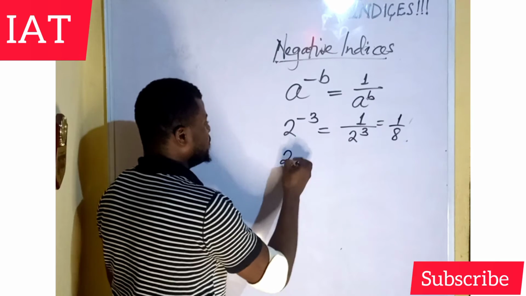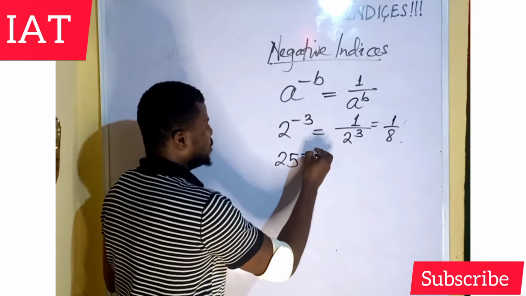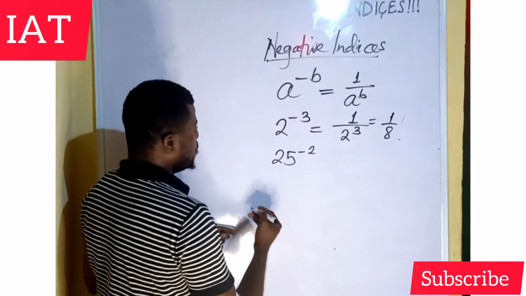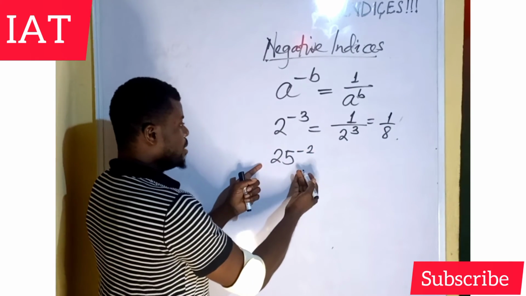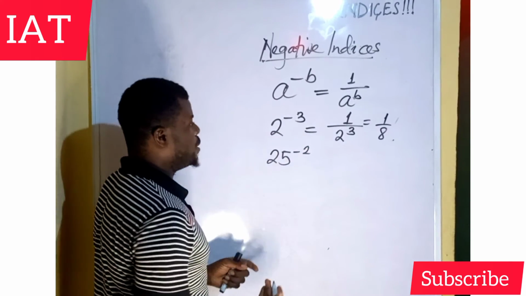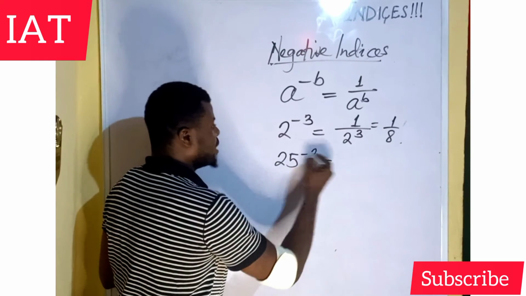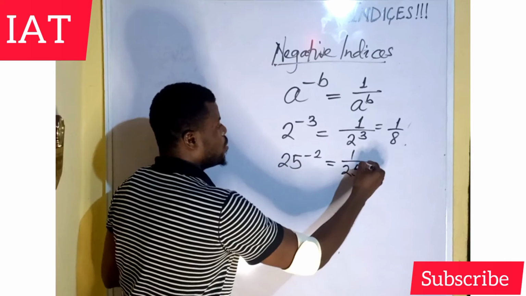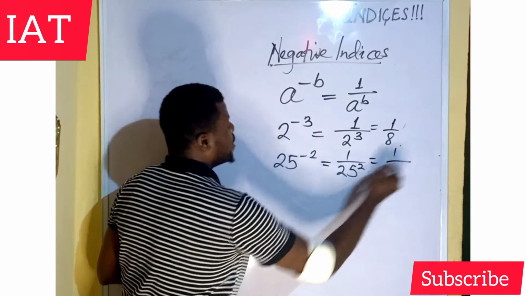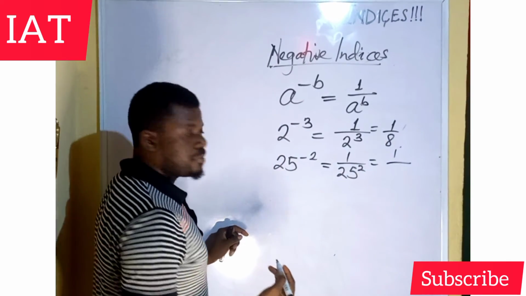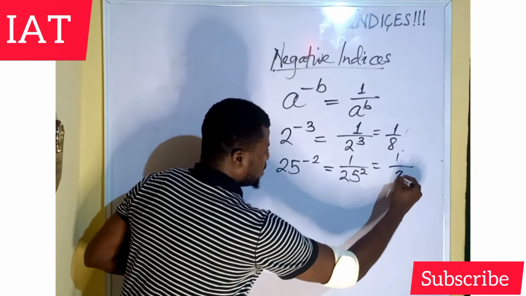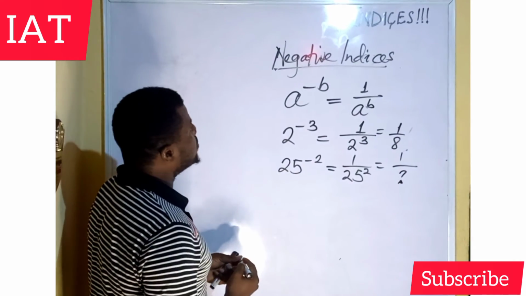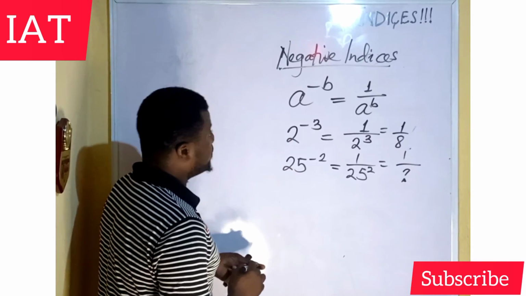Similarly, if I have 25 to the power of minus 2, or 25 is quite big, you can use 5, you can use any number. The same thing as saying this negative sign will change to 1 all over 25 all squared, which is equal to 1 over, what is 25 squared? Drop the answer in the comment section. All right, that is just for negative index.